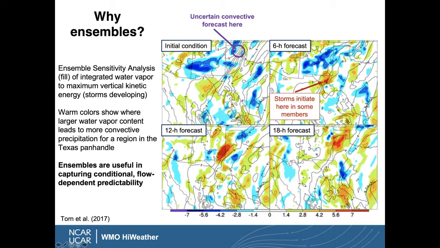Yet, if we look 6 hours in advance, we can see that there's now a little red patch that's appeared. And this is because some members in our ensemble system have developed storms in this area. And when these storms form, it produces enhanced moisture in the mid to upper troposphere from that convective activity. And that moisture pool is basically going to move downstream as the forecast progresses and end up over the top of our region of forecast interest over Northeast Texas Panhandle. And this is the type of flow dependent conditional predictability that we're really looking to get out of our ensemble prediction systems.